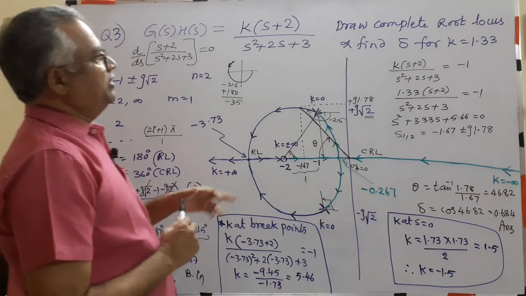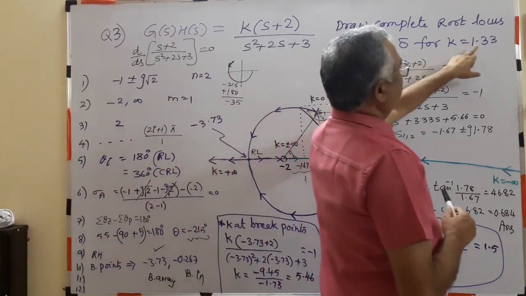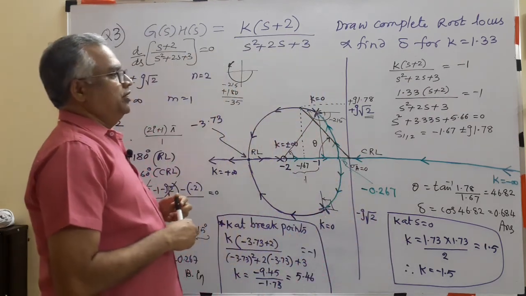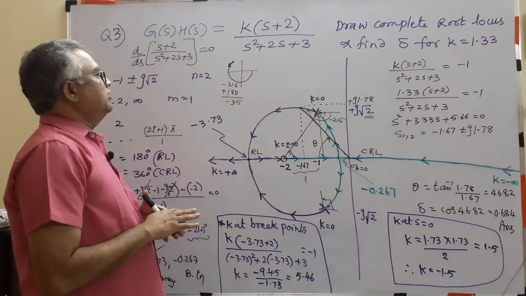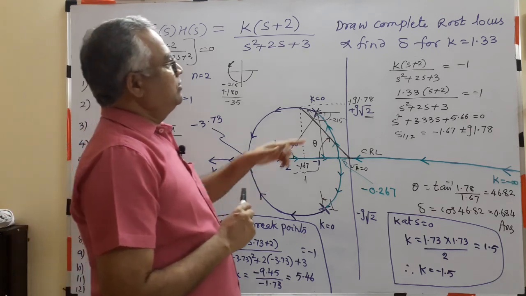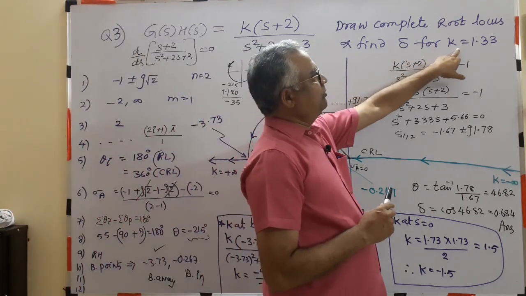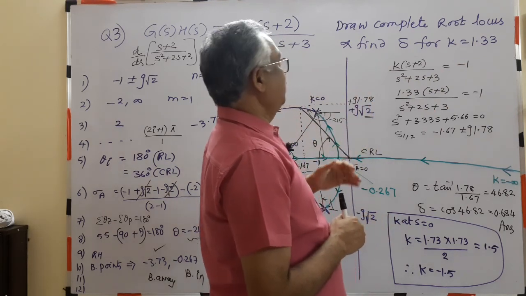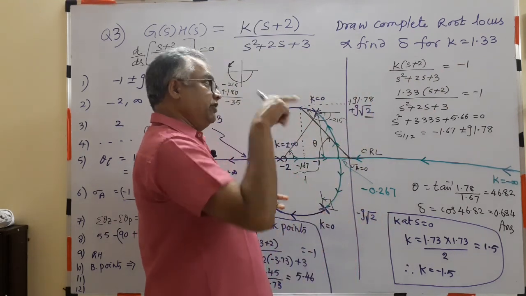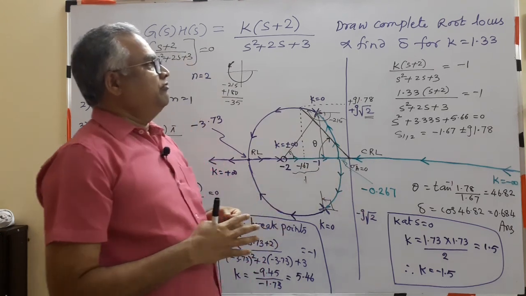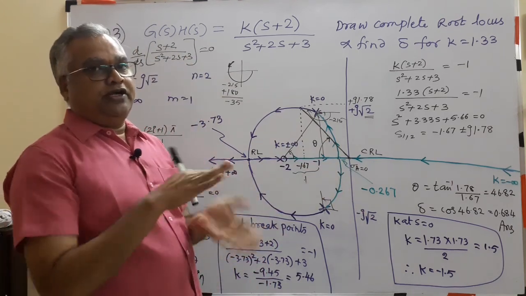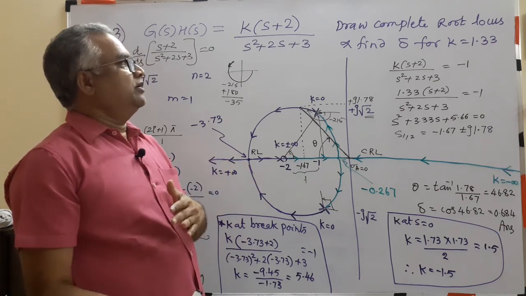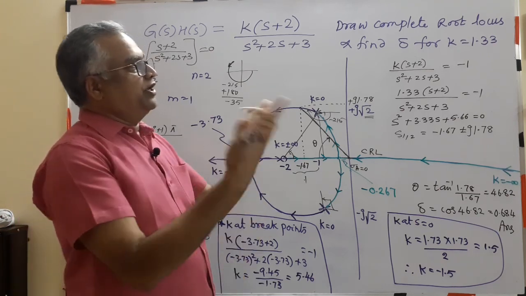Next, find the damping ratio for k equal to 1.33. This is a very important question, they ask it frequently in IES and GATE. What was the previous problem we have done? Find the value of k when the damping ratio is 0.5, that is, for what value of k the damping ratio is 0.5. Here, find the damping ratio for k equal to 1.33.